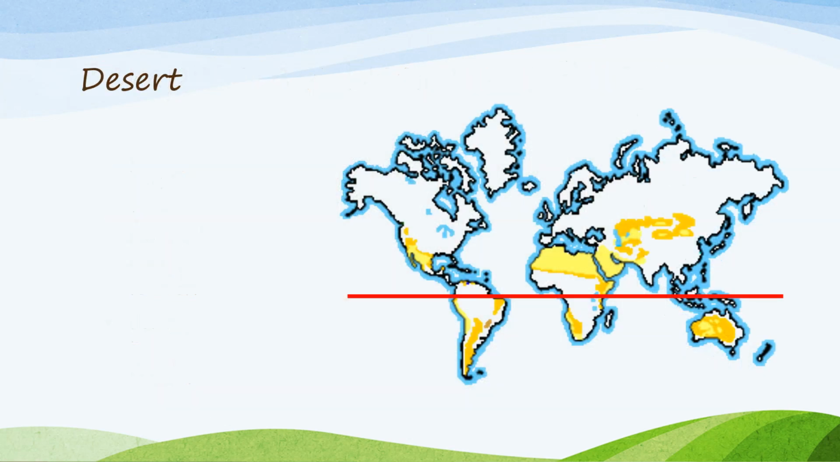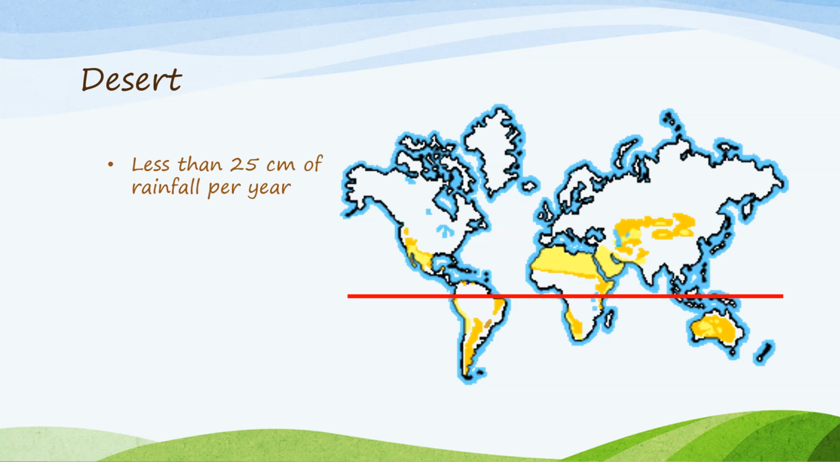Next, we have desert. So you can see from the map that the desert is the yellowish areas. And notice how it's somewhat close to the equator, but notice how most of them are not quite on the equator, typically above and below. So they're in those middle latitudes.